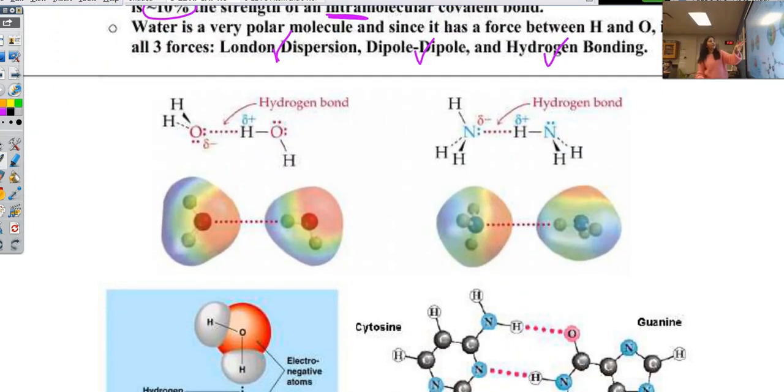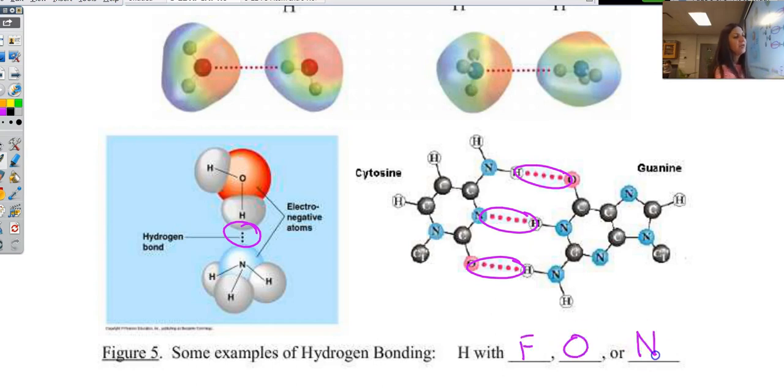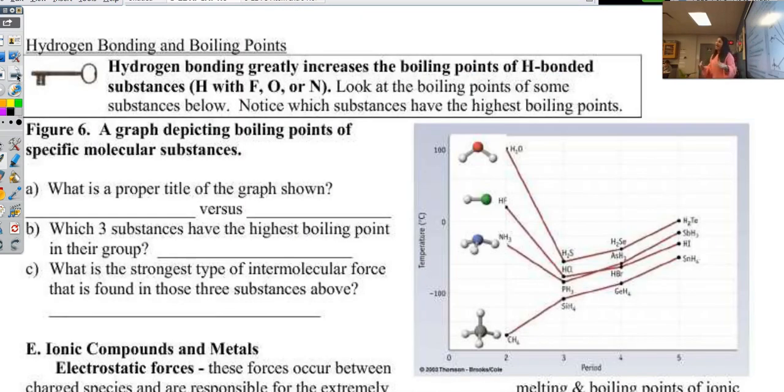If we take a look at these pictures, we can see there's our hydrogen bond there, and our hydrogen bond in between there. We've got some cytosine and some guanine for our bio lovers down here. So we've got hydrogen bonding between the oxygen and the hydrogen, the nitrogen, and then again the oxygen and the hydrogen. This is what I wanted to show you, where there's also a hydrogen bond going on there. Some examples of hydrogen bonds: we know again it's hydrogen with F, O, or N. And there is another type called ion dipole, and we'll take a look at that in just a second.